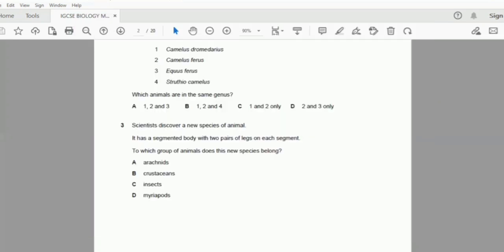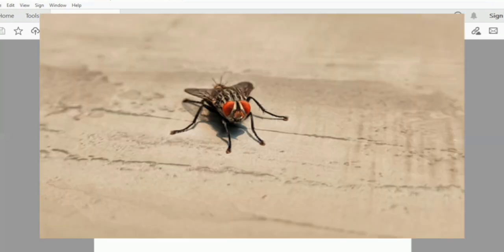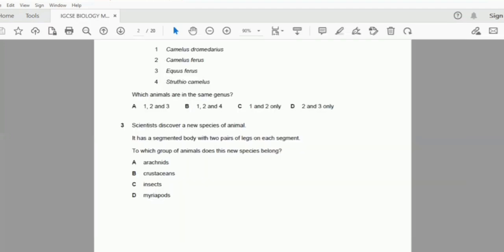These ones, yes, they have segmented bodies too. But how many pairs of legs do they have? Of course, we know that insects have three pairs of legs, and that is six. So arachnids have four pairs of legs, crustaceans have one pair of jointed limbs on each of the segments, and insects have three pairs of legs.